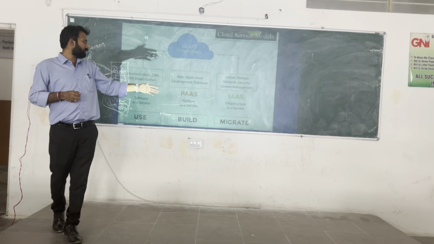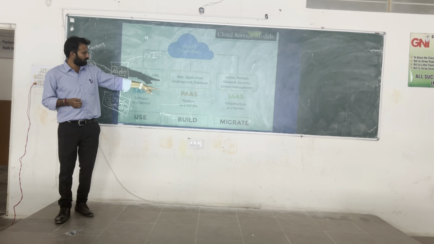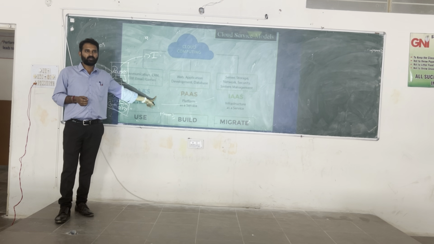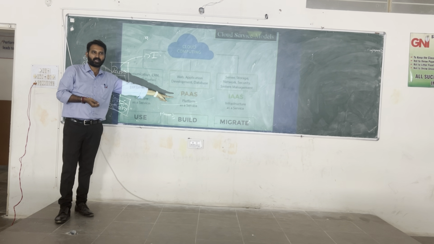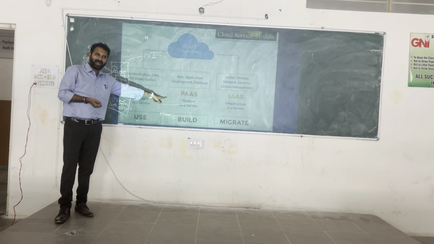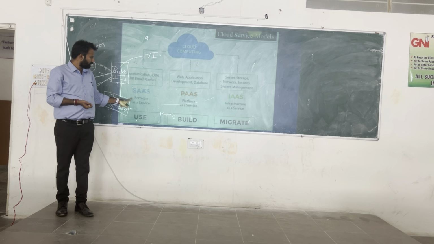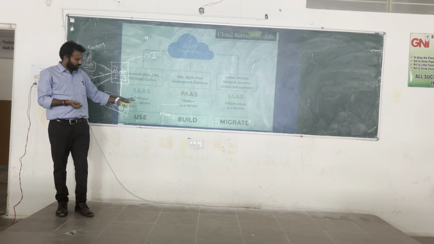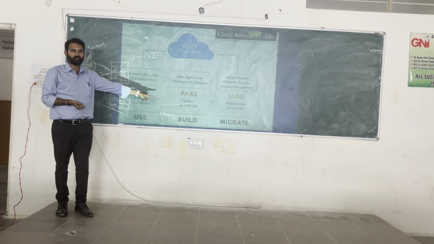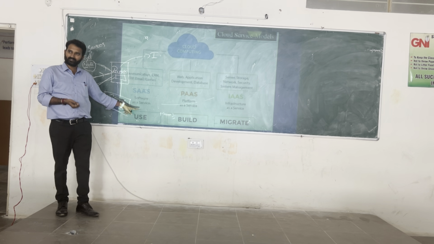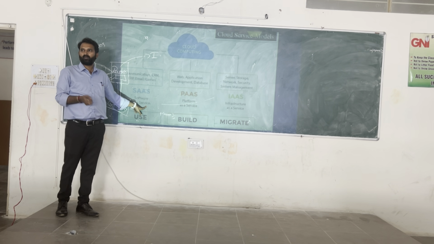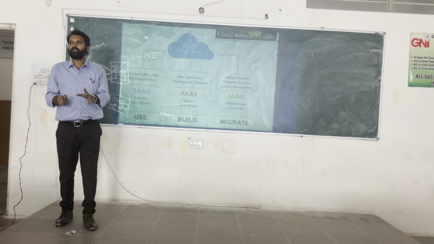In cloud computing, there are three types. What are those? Infrastructure as a service, platform as a service, software as a service. At the bottom, I have given some examples like migrate, build and use. Let us see what that means. Keep in mind, those who came just now.